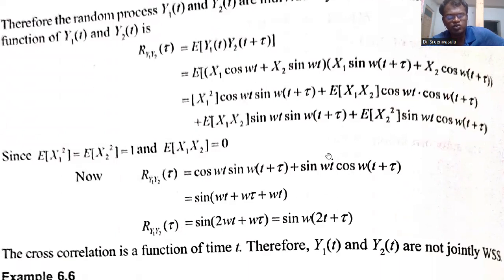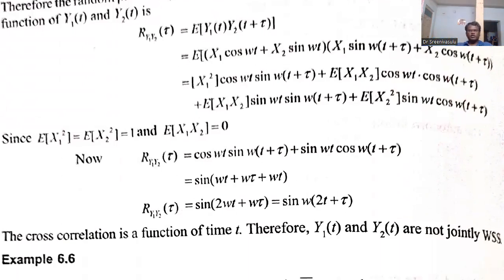Now, coming to the cross correlation between y1 of t and y2 of t plus tau. If you multiply these terms, the expected value of x1 square is anyway a constant, and since x1 and x2 are independent, these two terms are going to be 0. For the remaining terms, there is cos omega t sin omega of t plus tau plus sin omega t cos omega of t plus tau. Now, it is not cos A cos B plus sin A sin B; it is cos A sin B plus sin A cos B, so it is sin of A plus B.